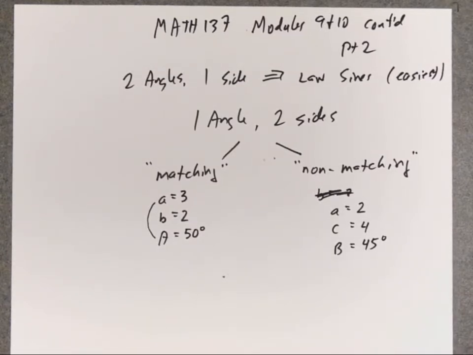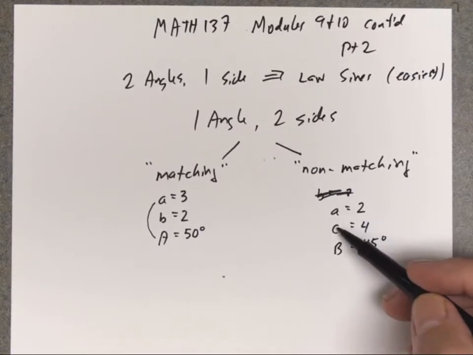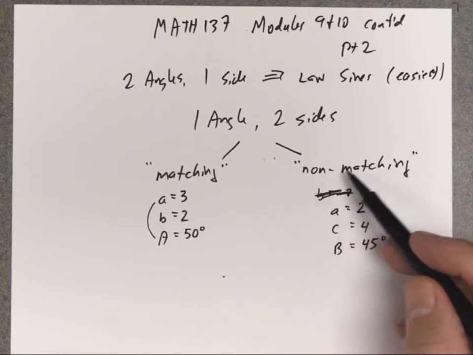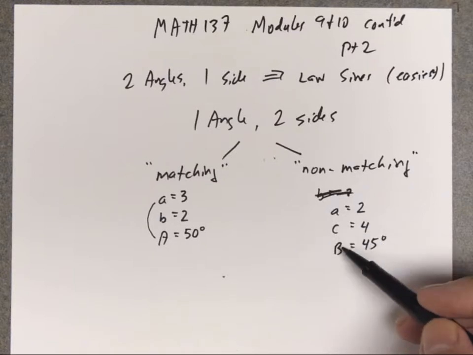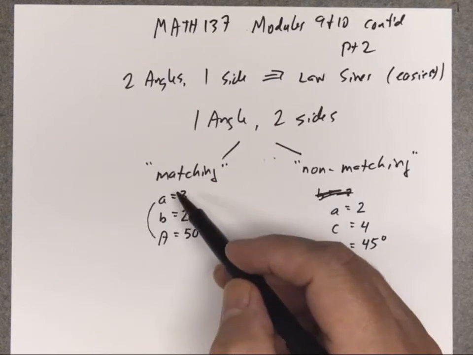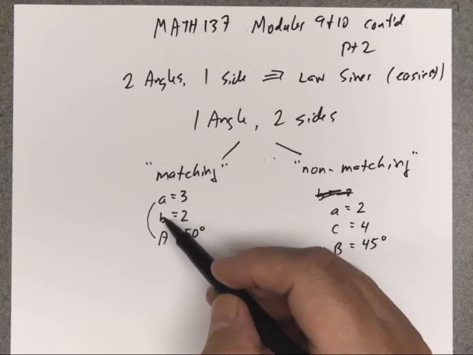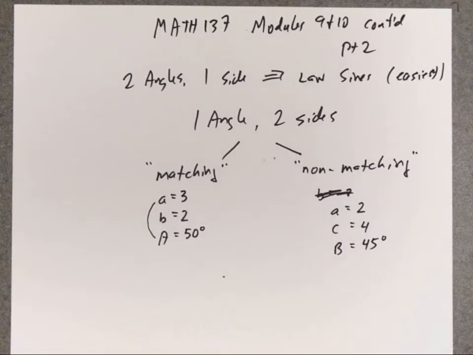So once again, you have two sides and one angle, but look at, we have side A, side C, and angle B. I call this non-matching because none of the letters are the same. We have A, C, B. Over here, two sides and an angle, but we have side A, side B, and angle A. You can see one of the sides and the angle are the same letter.